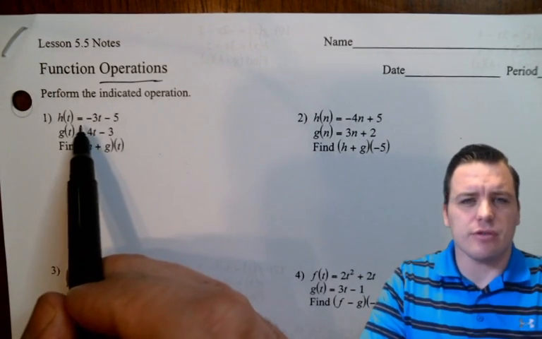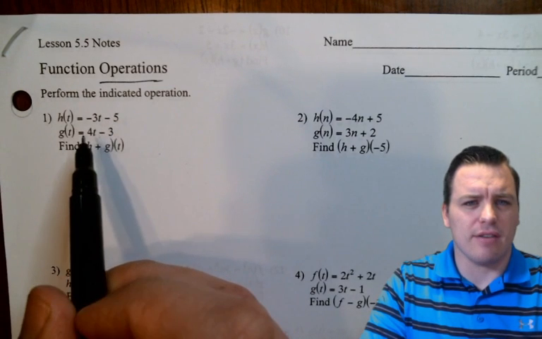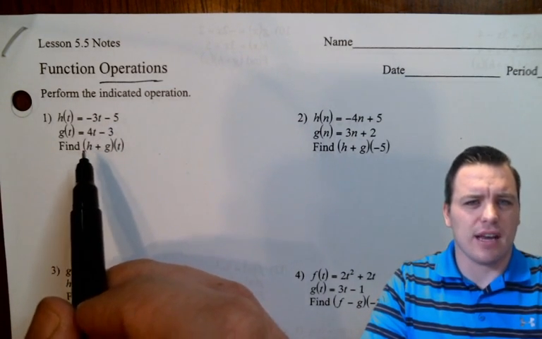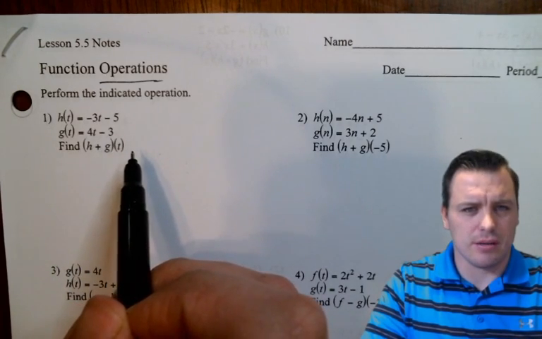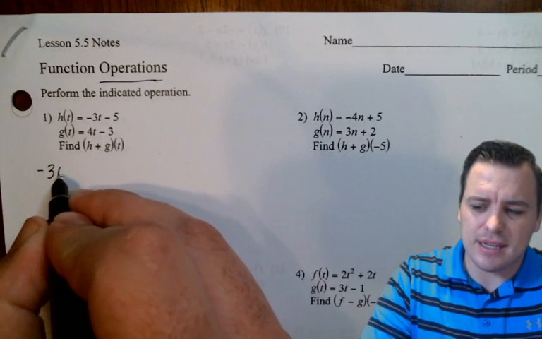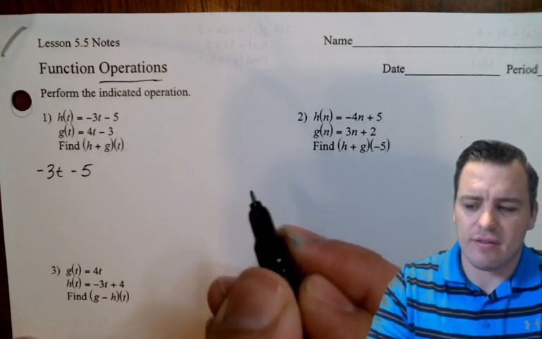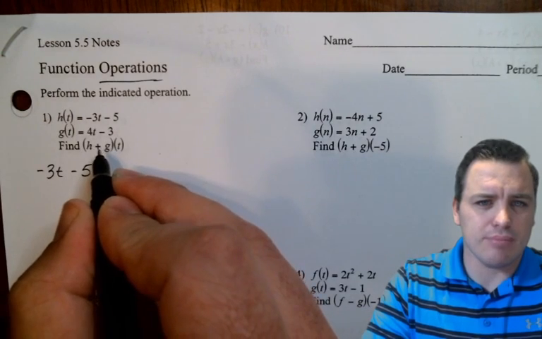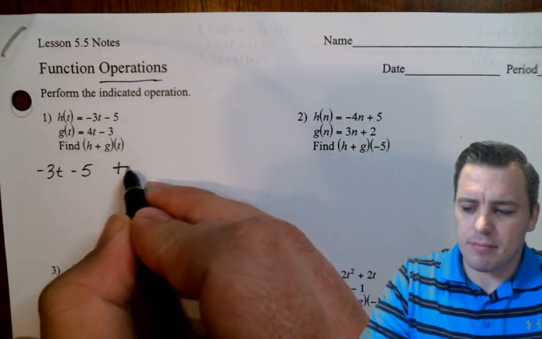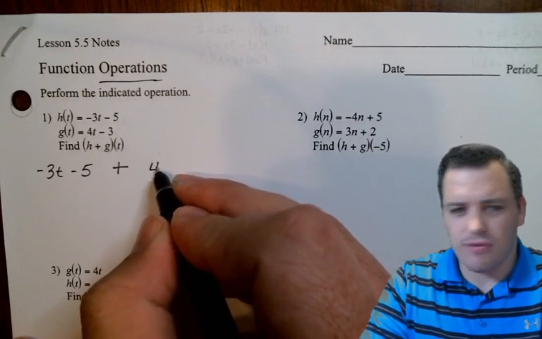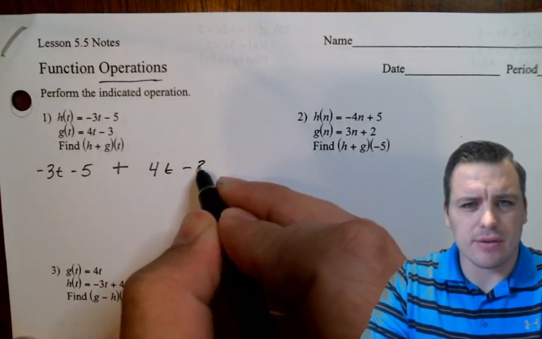h of t is equal to negative 3t minus 5, and g of t is equal to 4t minus 3. It says find h plus g of t. So here's what we're going to do, guys. Literally, we're going to say negative 3t minus 5, that's h of t, and then plus g of t, which is 4t minus 3.